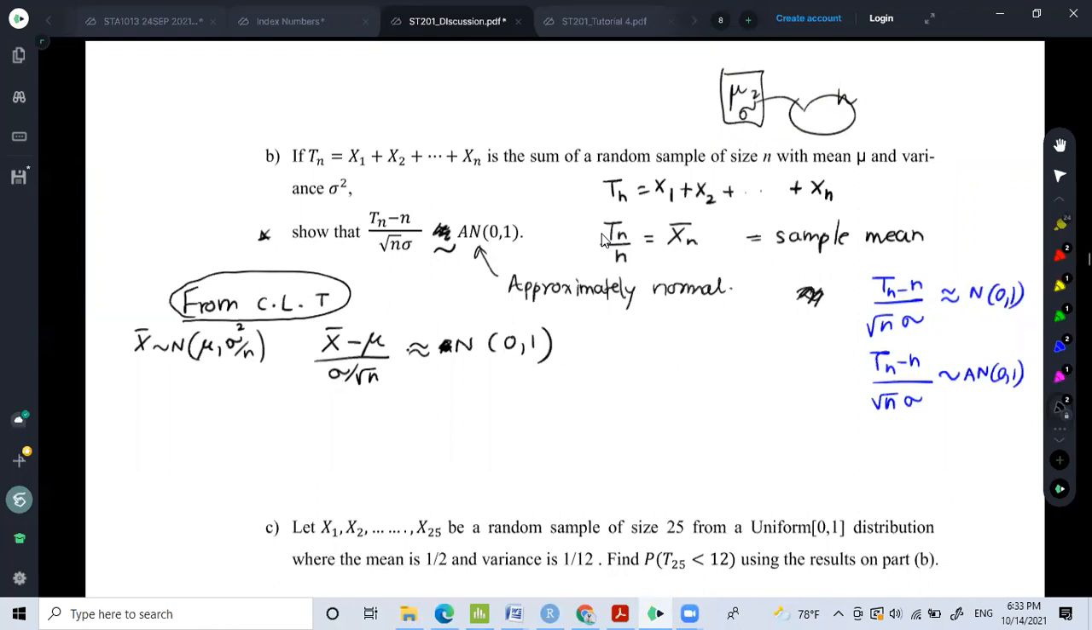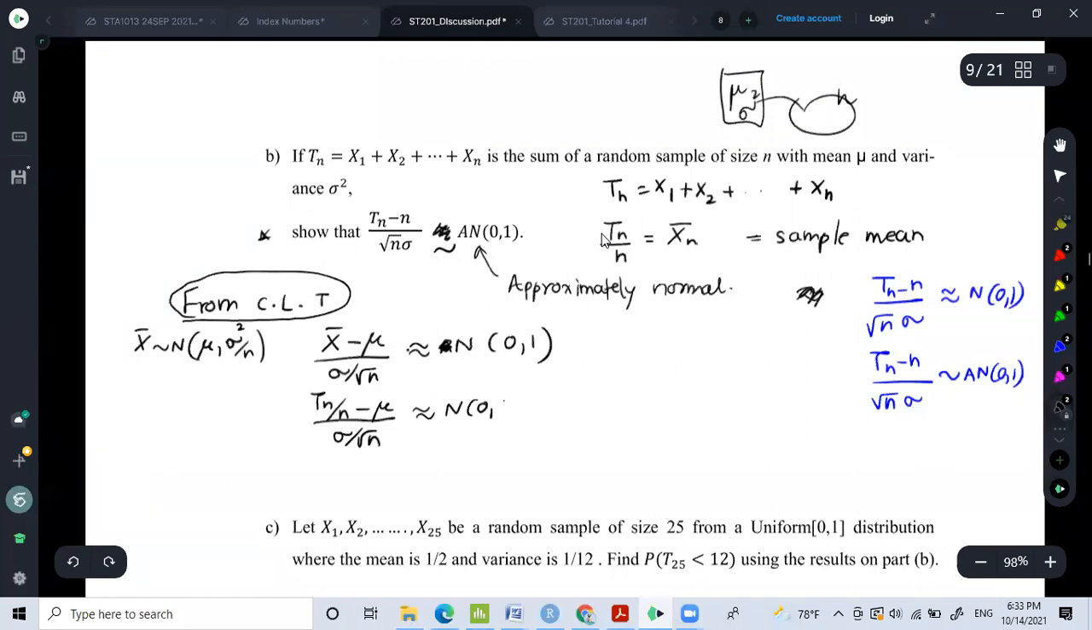Now let's replace what you want. What is x bar? Tn over n. This is Tn over n minus mu, over sigma over square root of n, approximately normal 0, 1. And it is better if you write it from CLT for sufficiently large n. So we assume that this n is sufficiently large.